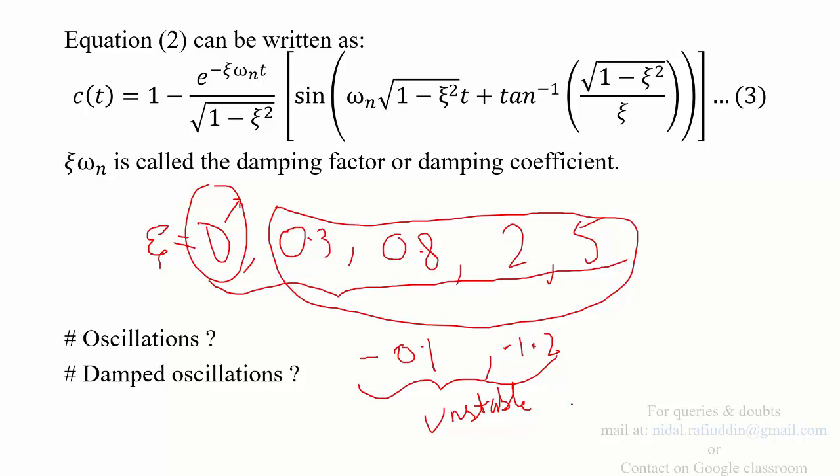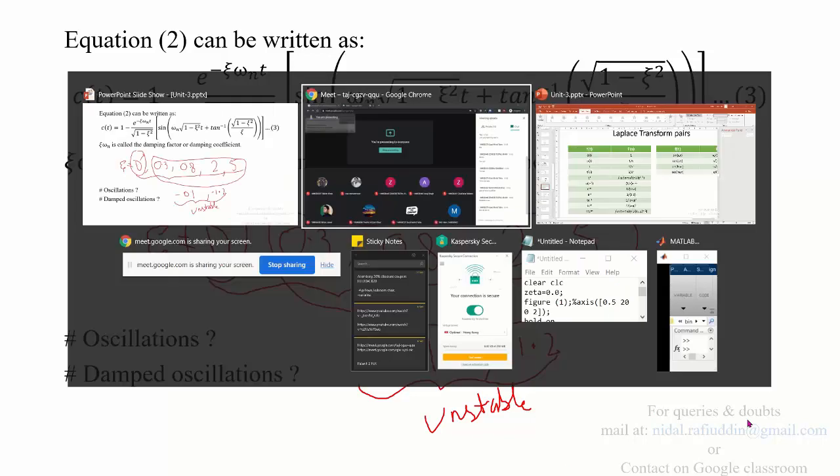So for zeta taken as negative, you'll see that the waveform will become unstable and the output will not have any limit and will go out of bound. So let's try to plot this using the simulation software.